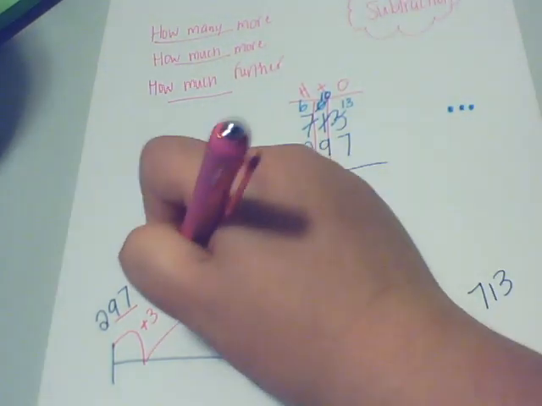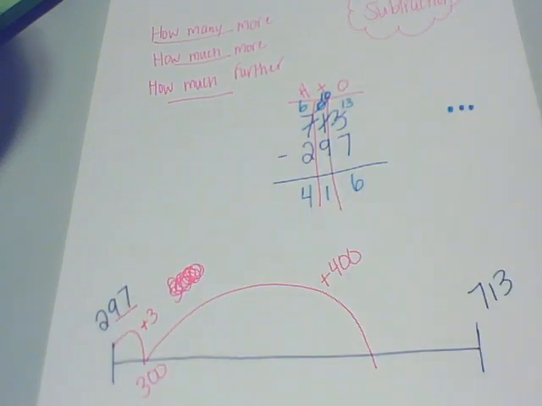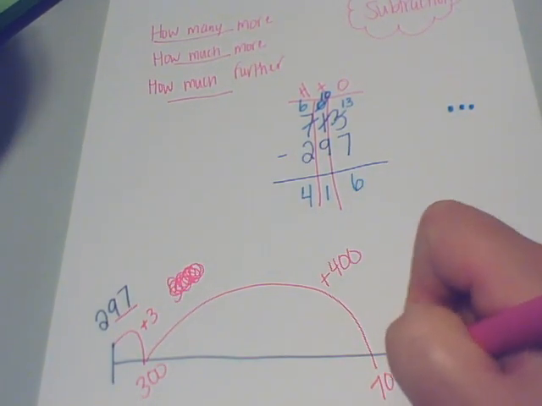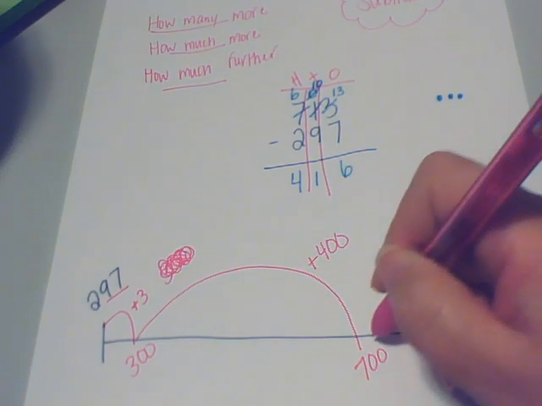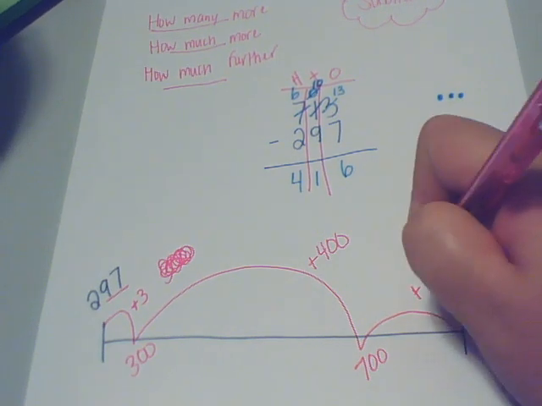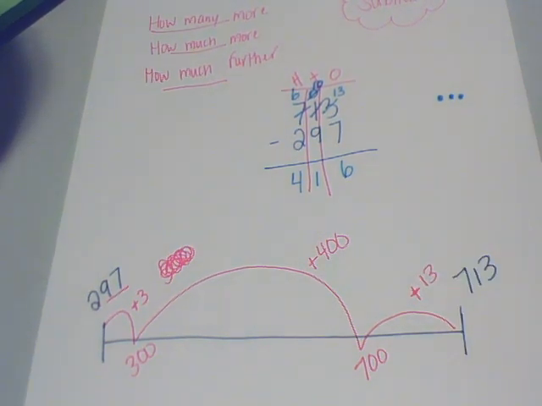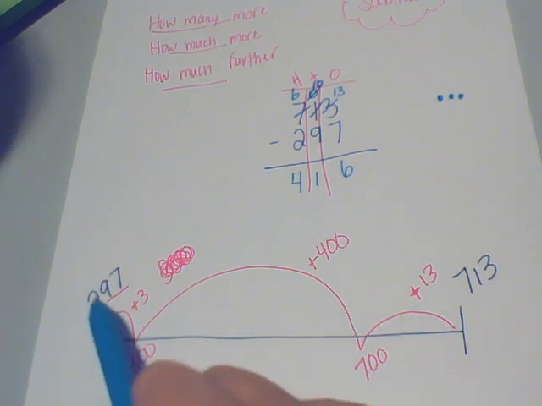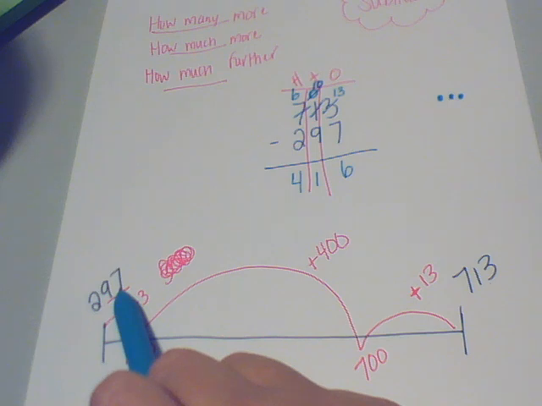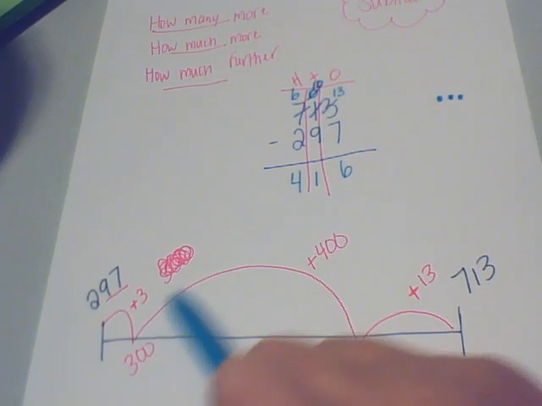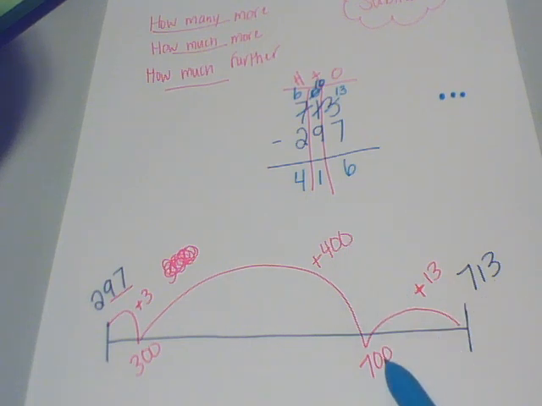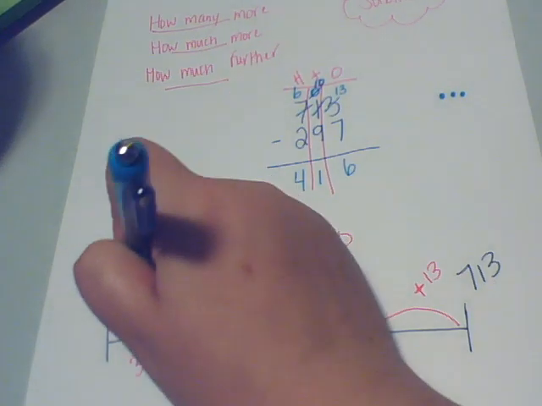Okay. So I added 3 to get to 300. I added 400 to get to 700. And how much more does it take from 700 to get to 713? You're right, it's only going to take 13. So what I did here is I said to get from 297 to my next whole number would be to add 3. That would get me to 300. Then I said from 300, how much would it take to get me to 700? And that was 400. Once I'm at 700, how much more does it take to get me to 713? 13.